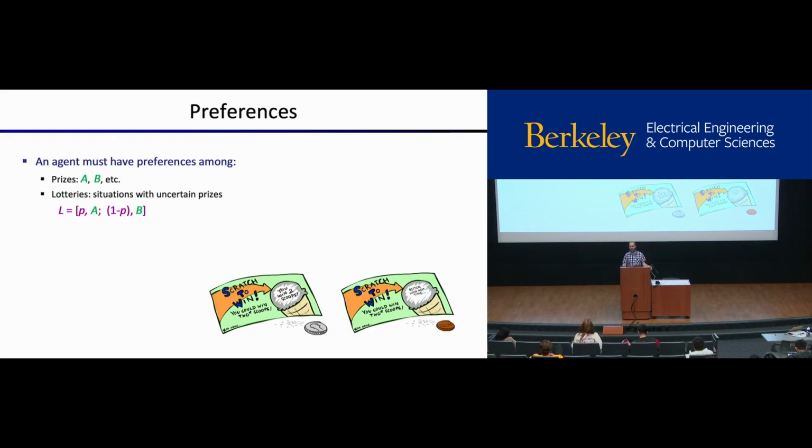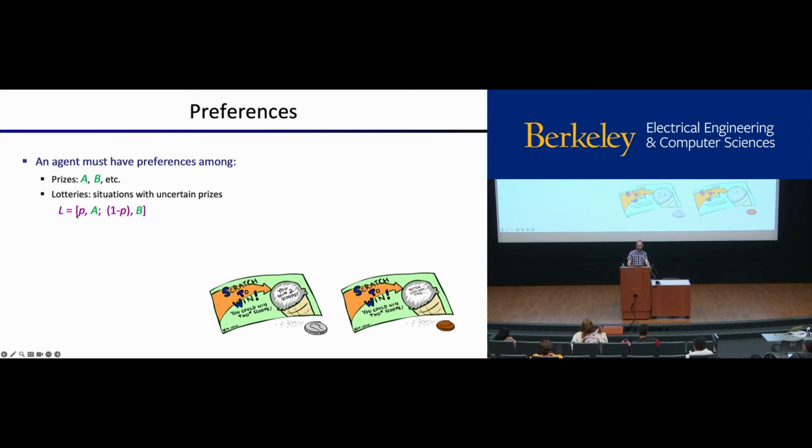We're not necessarily assigning a number to any of these prizes. We're just saying you're going to prefer some to others. So there are prizes. And then the other thing that you'll have to have preferences between are lotteries. So a lottery is a situation where the prize is uncertain. With some probability, there's one prize. With other probability, there's another prize.